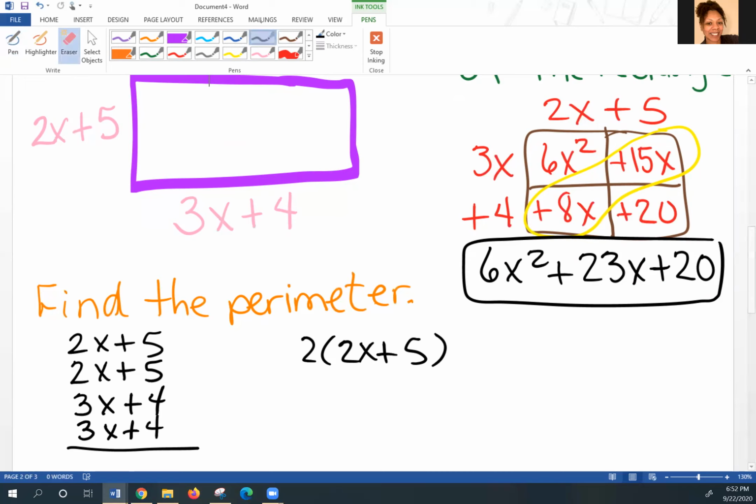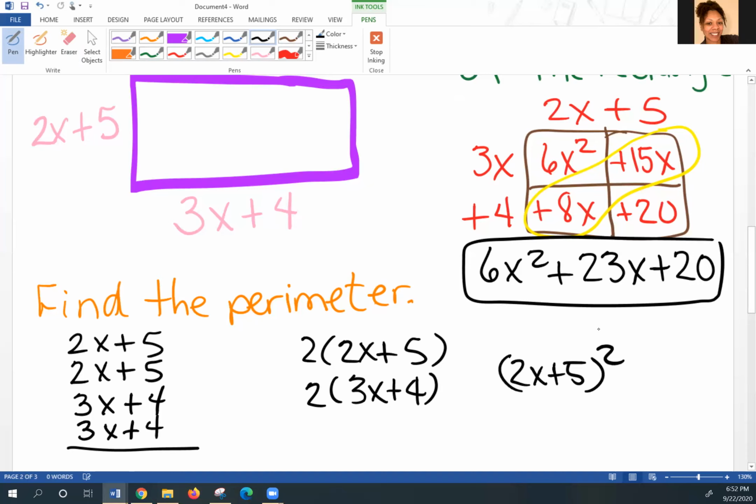Let's go back here. 2 times 3x plus 4. Now, I cannot write 2x plus 5 squared. That is incorrect. So make sure you know that you cannot use a square.